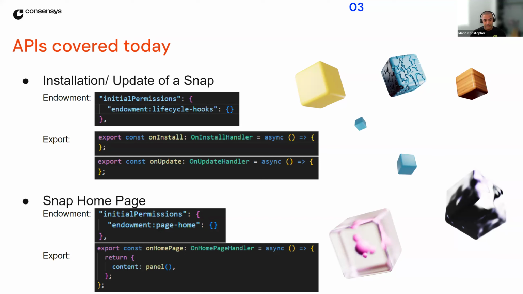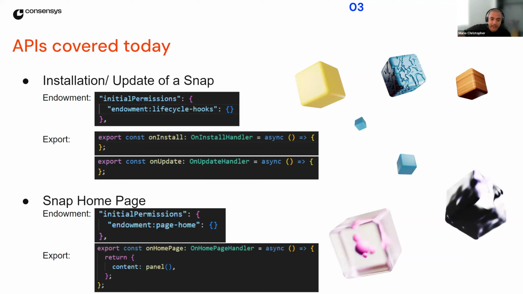On to the next one, the Snap homepage. To use this API, you would have to have the endowment page home in your initial permissions in the Snap manifest file. As you can see from the code here, the on home page returns some kind of content, which is going to be a panel with some UI pieces in it. So this gives you an idea of what this API does.